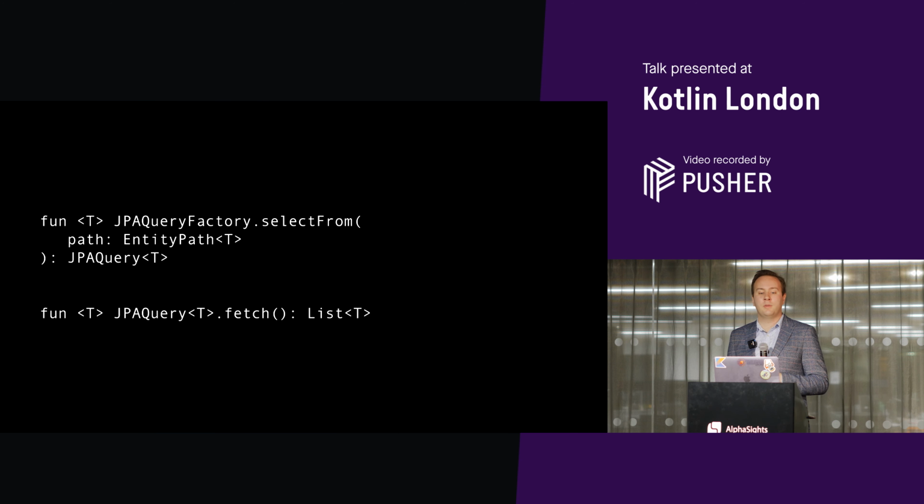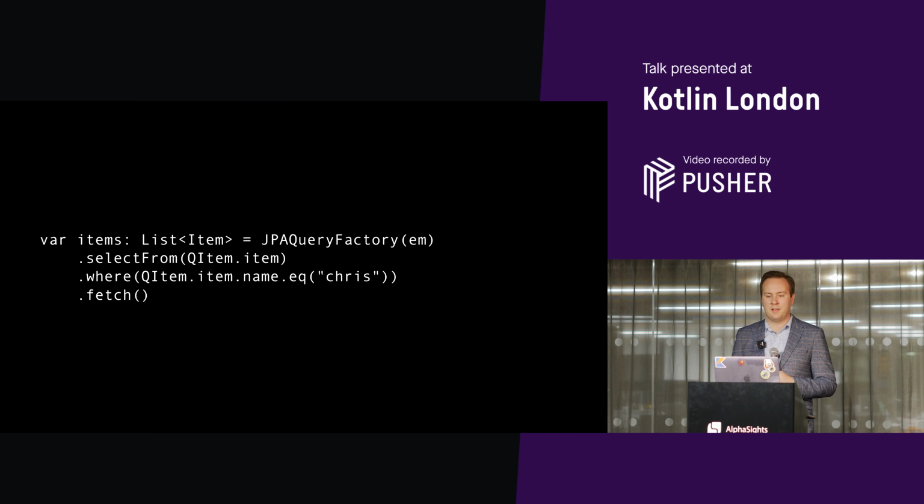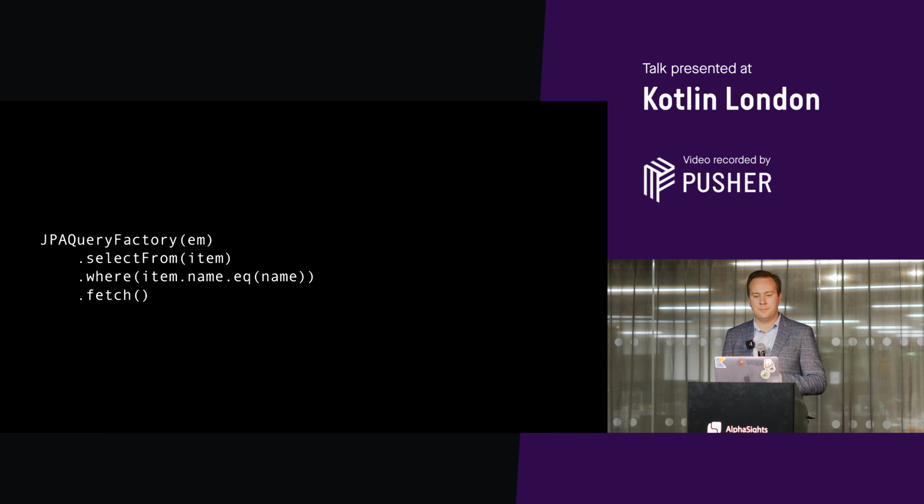Query DSL provides you with a couple of methods. Select from produces a typed JPA query based on the parameter type of our entity path. And then fetch on a typed JPA query returns a list of that type. And so if you put all that together, our SQL query from before looks a bit like this in Query DSL. JPA query factory, select from is the same as select, where is the same as where, and then fetch is the thing that goes and executes that query.